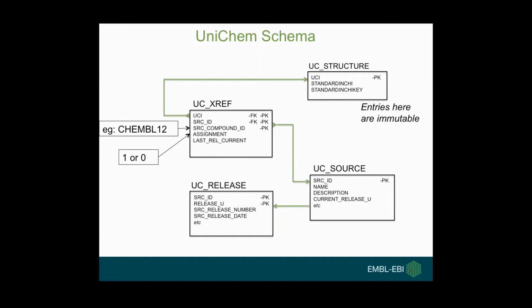Sources are denoted by an SRC_ID, which is the primary key of the source table, and a fourth table, the release table, simply tracks the releases of all the different sources.